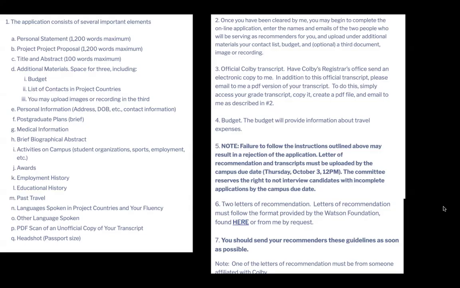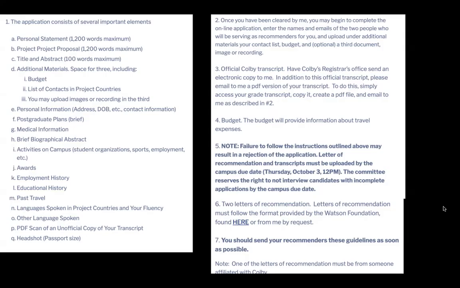Let's see. You will need, yes, so we can go to the second column. This is kind of telling you a little bit about the process. For those of you who will be applying this fall, you will need to be cleared by me. Basically, this will allow you to start your application on the foundation's portal. At that point, you will be able to enter the names and emails of the two people who will be your recommenders. So this is also really good that you're on the Zoom today, so I can tell you about that because it's something you should start thinking about as soon as possible.